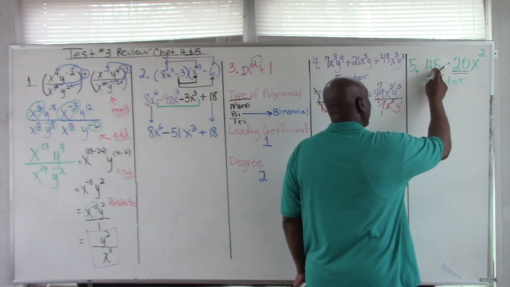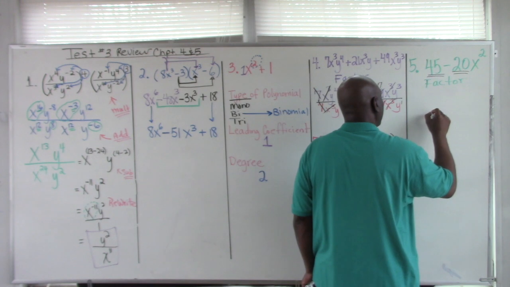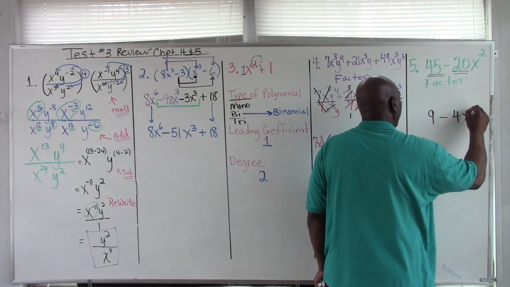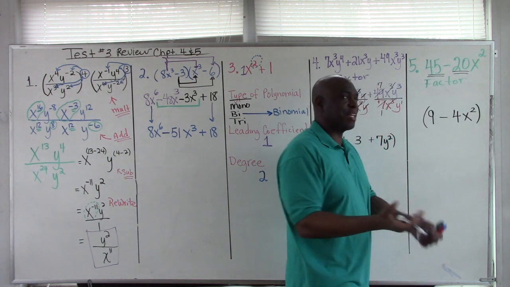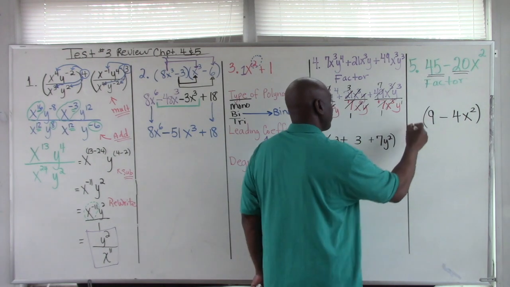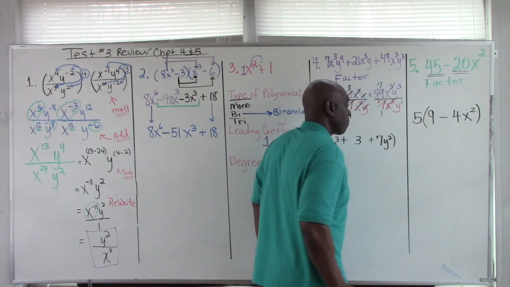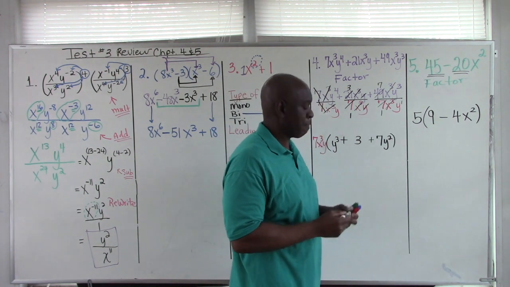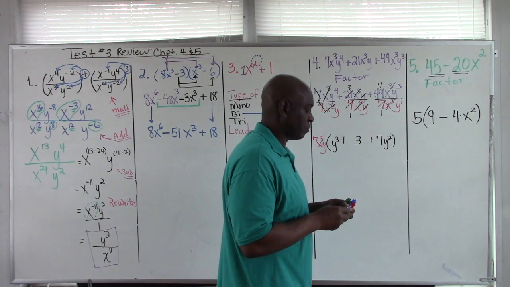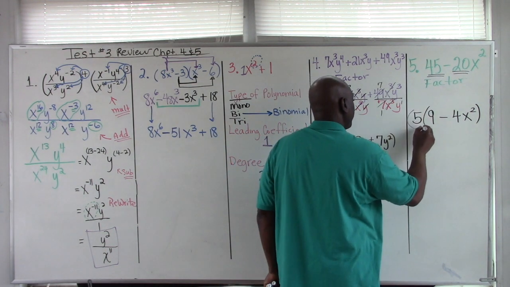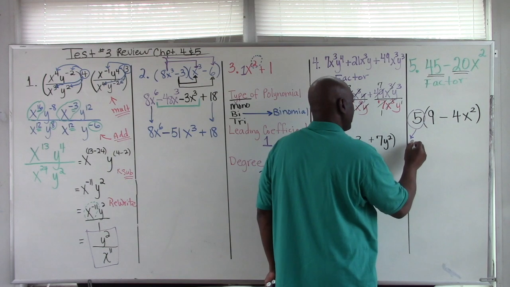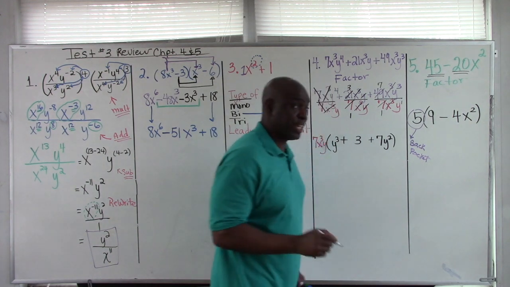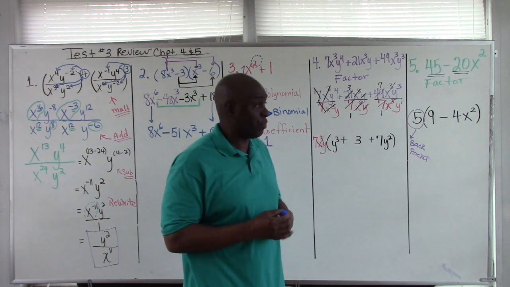If I divide this by 5, I'm going to get 9. If I divide that by 5, I'm going to get 4. Since I'm dividing by 5, I have to multiply by 5 to keep it the same. So in essence, you just factor out a 5 from each term, and that's what you get. This 5, put that in your back pocket. Don't forget it's there. It's very important.